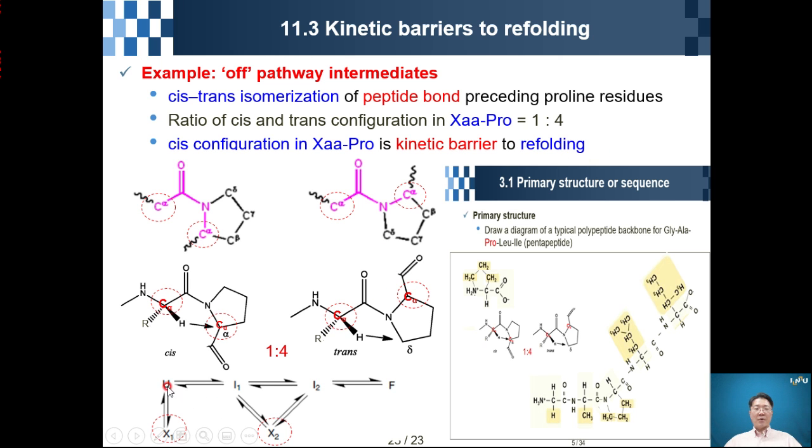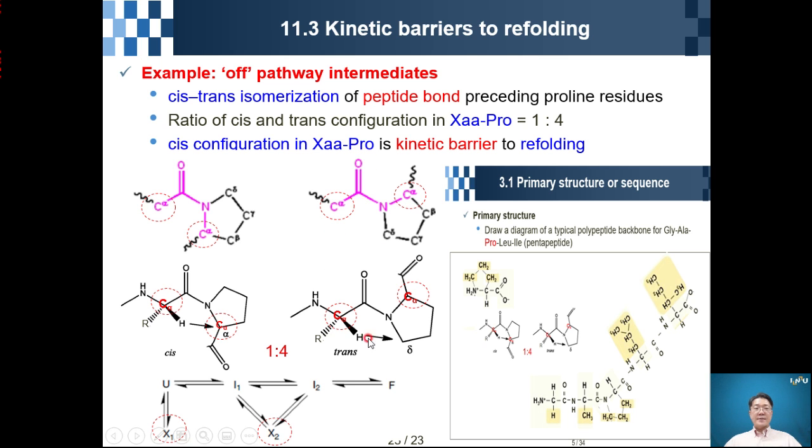So for example, unfolded protein can go to the folded state, but the unfolded protein goes to an intermediate. After that, intermediate I1 can change to the cis configuration, and after that, it can change to I2 and F. Or sometimes the unfolded protein can go to X1. This can be the cis configuration in XAA and proline.